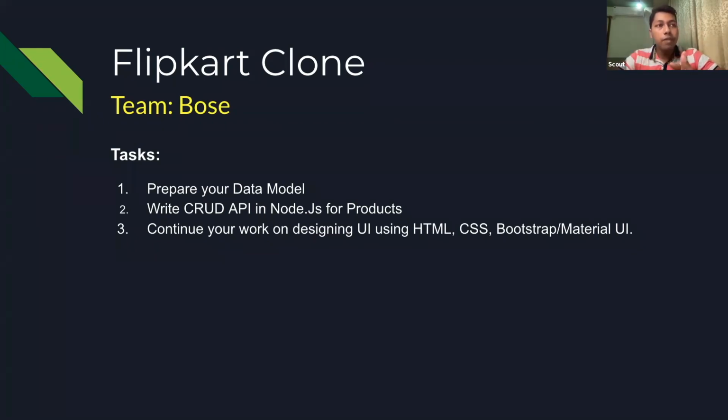And then, first priority is creating the data model. Second priority is creating the CRUD API using Node.js. Okay, so you share your Git repository.